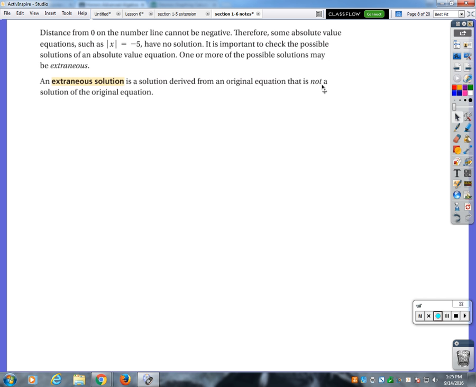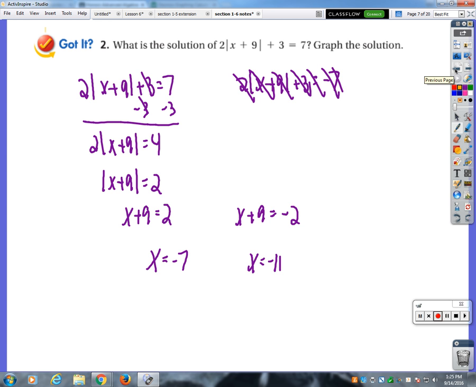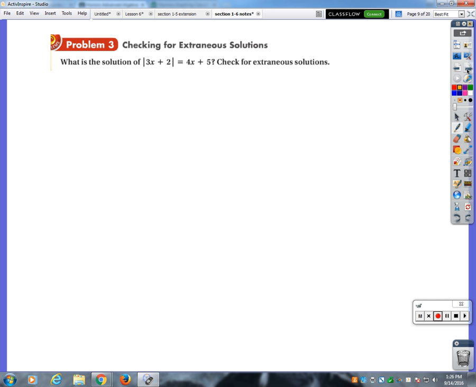Okay, every once in a while, we'll be going about our business here, doing some algebra. We'll get two answers like this, and for some crazy reason, one of them does not work, okay? And when that happens, that is called an extraneous solution, okay? And so when it says check for extraneous solutions, that's a clue that somewhere along the line we did some math that introduced an answer that isn't actually right, okay? So let's take a look at an example of what that is all about.